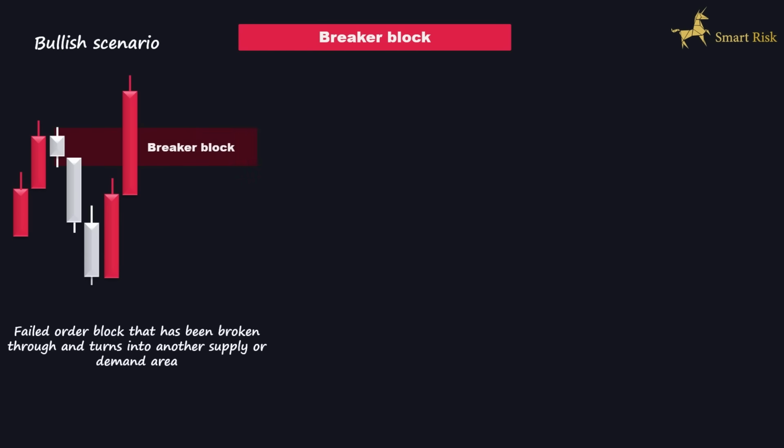When a valid order block fails to reject the price and price breaks through it, it becomes a supply or demand level, which we call a breaker block. A breaker block is usually most effective when price breaks through it with large momentum candles with a tiny pullback to it. Let's see an example.